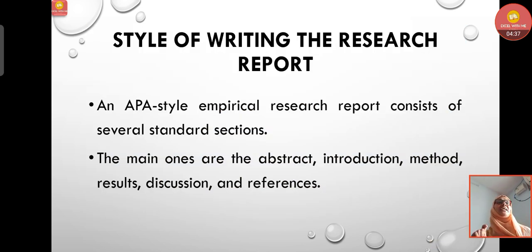Now, what is the style of writing the research report here? Generally, an IMRD style empirical research. Empirical means with the data, a whole lot of evidence. An empirical research report consists of several standard sections. The main ones are the abstract, introduction, method, results, discussion and references.